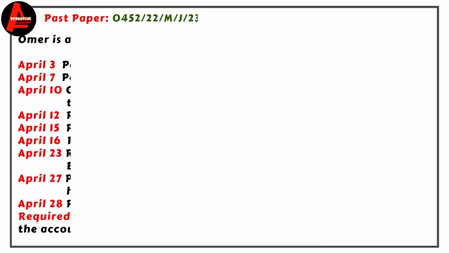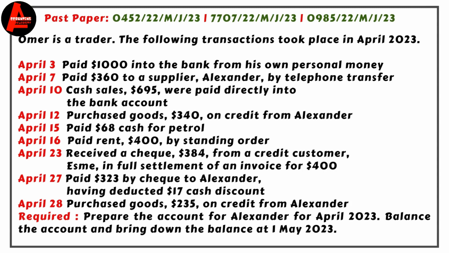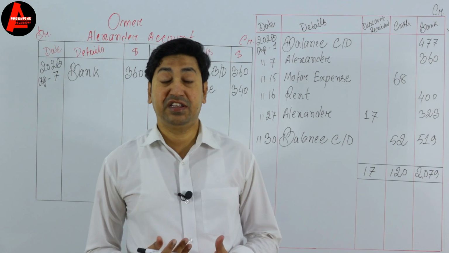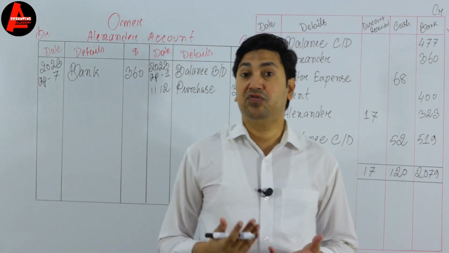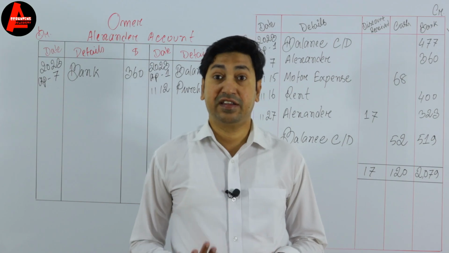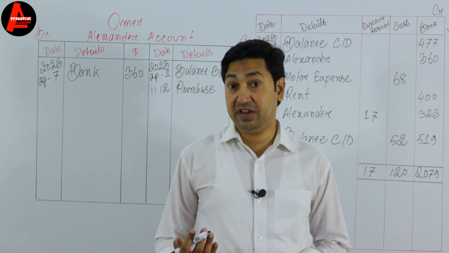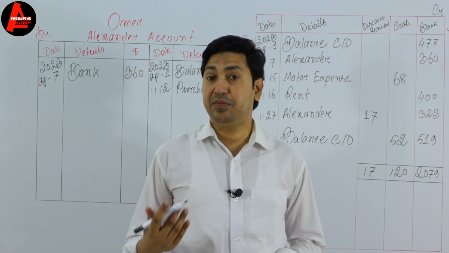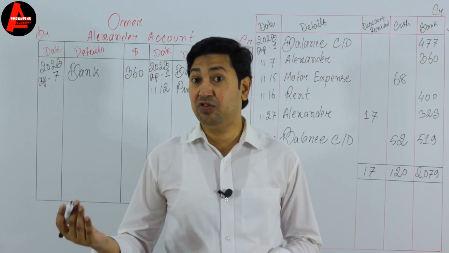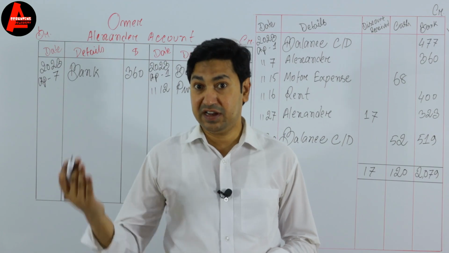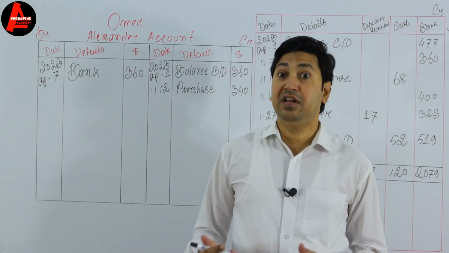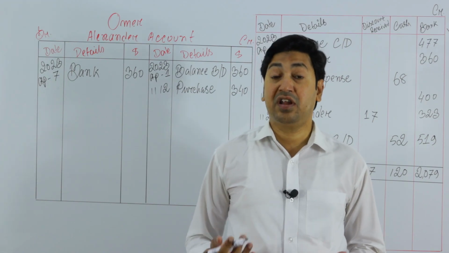Okay, great. Our next transaction is on the 27th, paid $323 by check to Alexander, having deducted $17 cash discount. Paid to Alexander, and this money is paid by check. So what will be the journal here? Alexander is a receiver, so receiver account to be debited. That means Alexander account to be debited, and paid by check, that means bank account will be credited because the bank amount is decreasing. Now here there is a discount, $17 cash discount.